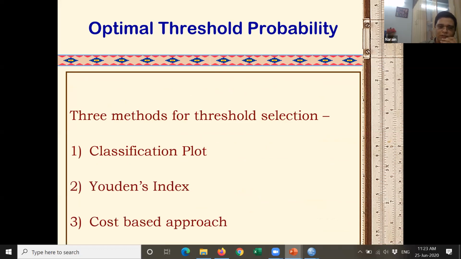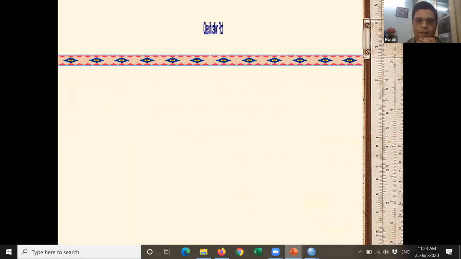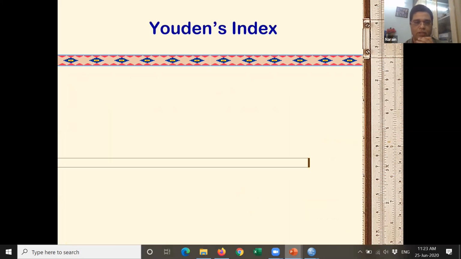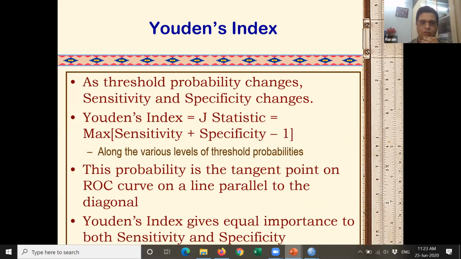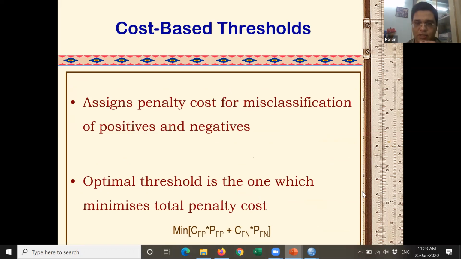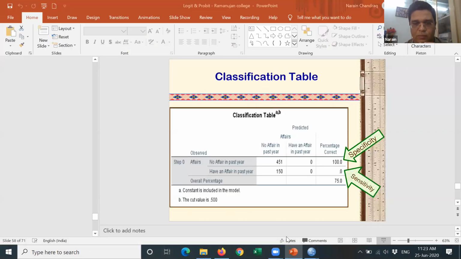There are three things which you can use. One is called the classification plot. The second one is the Youden index. The third one is a cost approach. These can be referred to for computation of the cutoff for probability. The classification plot and Youden index depend upon two graphs which have been generated in the data set.